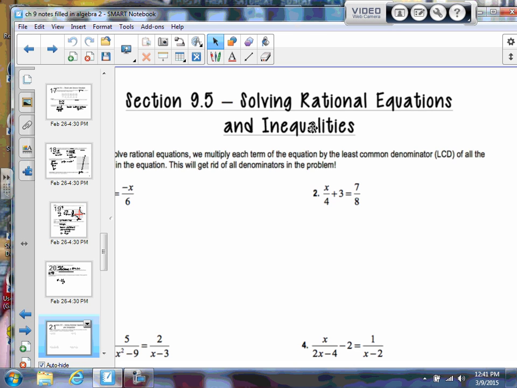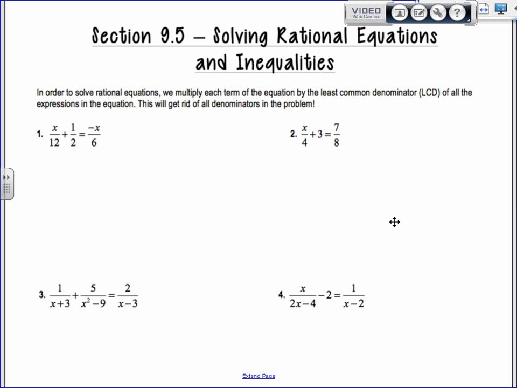Section 9.5 is on solving rational equations and inequalities. So we did a little bit of this in chapter 1. These first two questions are definitely like chapter 1 questions. We learned in chapter 1 that we could eliminate denominators by multiplying through by the least common denominator.